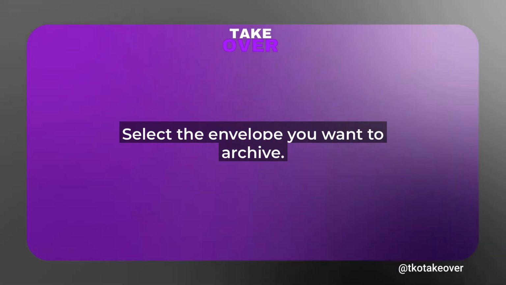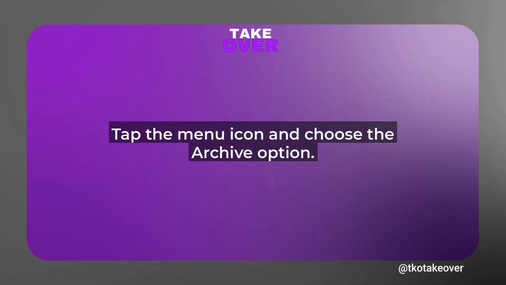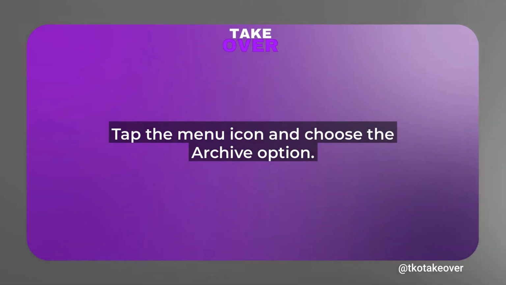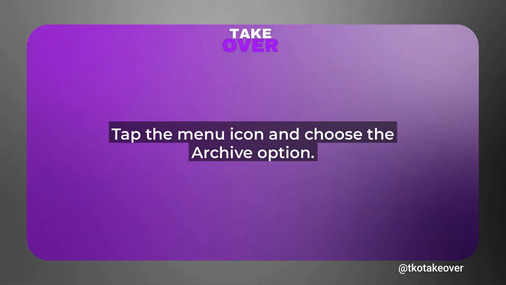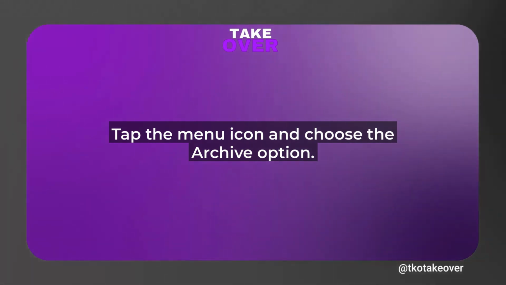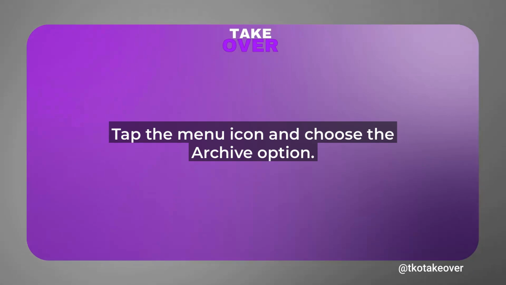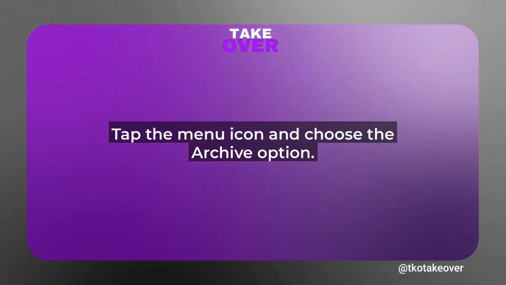A confirmation pop-up might appear, asking if you're sure you want to archive. Just hit Yes or Confirm to proceed. Boom! Your envelope is now archived and moved out of your active view. To double-check, head back to the Envelopes list. You might find an Archived tab or filter to see it again if needed.